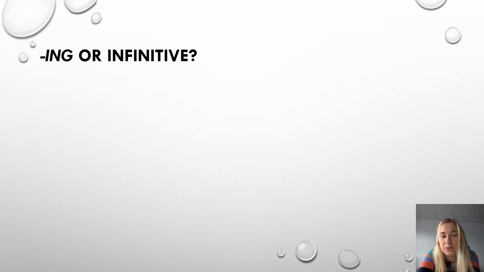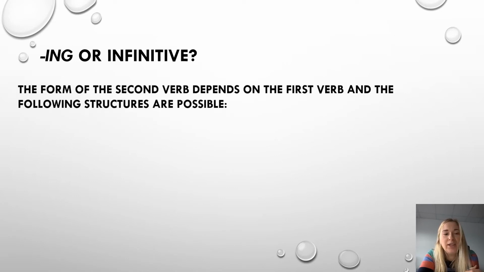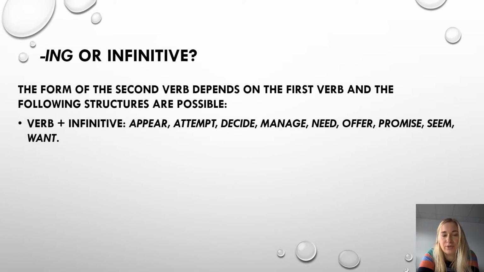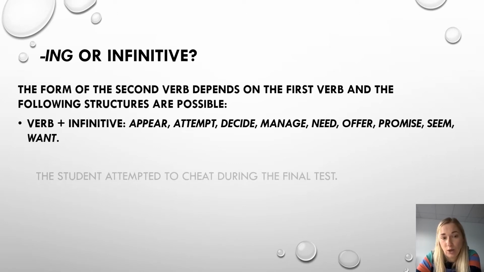So when do we use which? Let's take a look. The form of the second verb depends on the first verb, and the following structures are possible. For example, verb plus infinitive. The verbs unfortunately have to be memorized. At some important time they become automatic and you don't need to think about it anymore, but at this point you have to memorize them. So the verbs are appear, attempt, decide, manage, need, offer, promise, seem, want.